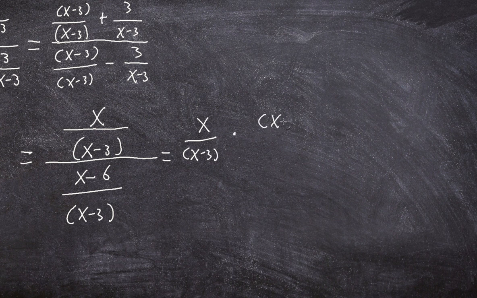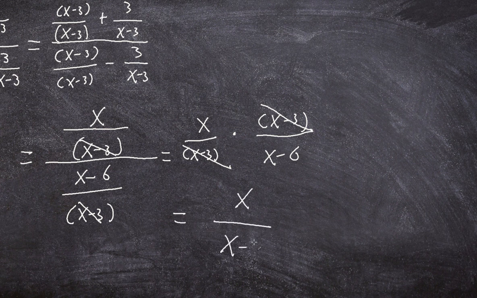So x minus 3 over x minus 6, okay? And look, we have an x minus 3 on top, x minus 3 on bottom, and it reduces. And that's what I was trying to say here. If they're over the same denominator, they just simply reduce, okay? What are you left with? You're left with x over x minus 6, all right?